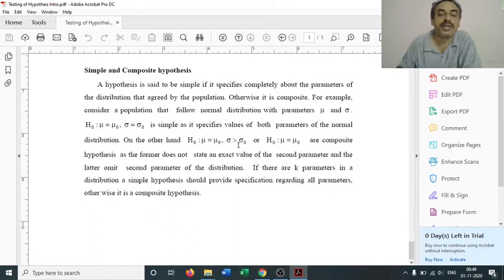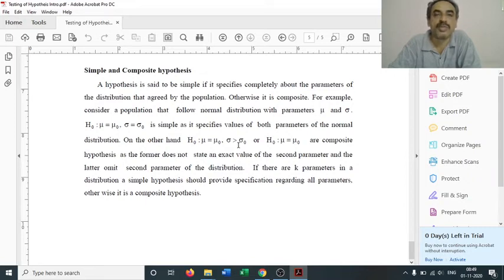The next is simple and composite hypothesis. It's based upon the parameters of a population. If in a hypothesis all the parameters are completely mentioned, it is a simple hypothesis. For example, suppose the population follows normal distribution. Then there are two parameters for the normal distribution: one is the population mean mu, and the other is the population standard deviation sigma. Therefore, in a hypothesis, if you address both parameters, it's a simple hypothesis. At the same time, if you miss one of the parameters, then it becomes a composite hypothesis.